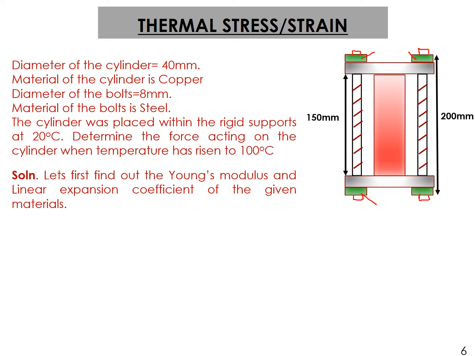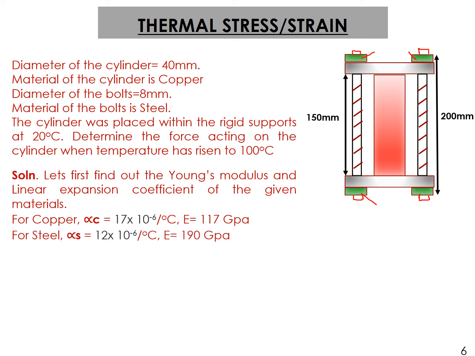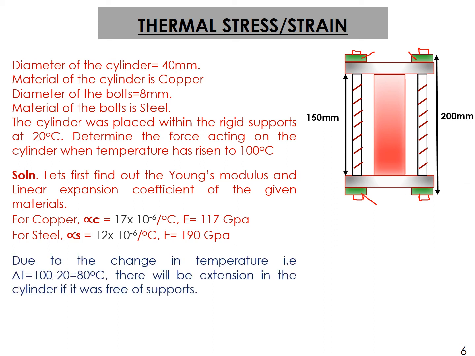Again, from the available literature, we have these values for copper. The expansion coefficient is 17 into 10 to the power minus 6 per degree Celsius, and Young's modulus is 117 gigapascal. For steel, it is 12 and 190. So this is the combination with us. Due to the change in temperature, that is 80 degrees Celsius, there will be extension in the cylinder if it was free of supports. That we know.